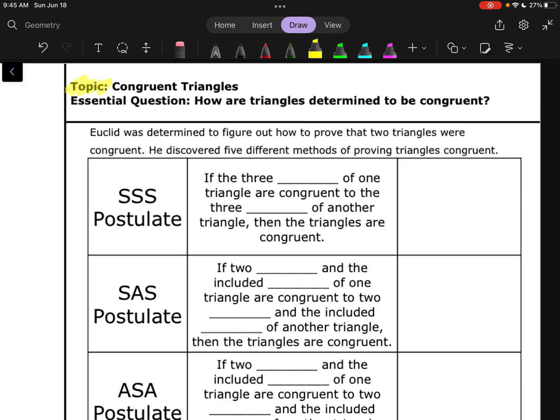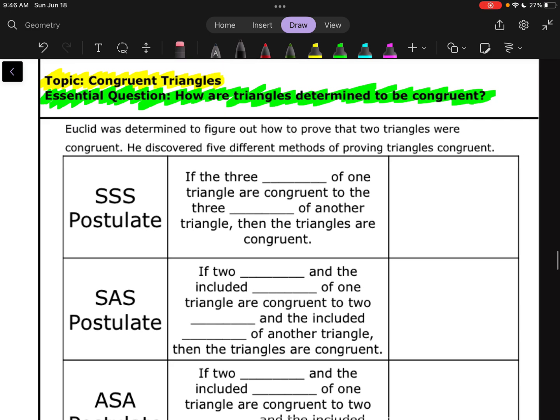Okay, so this video's topic is going to be all about triangles and trying to prove that they are congruent, or at least figuring out why they're congruent. We're not necessarily going to prove that they're congruent right now. So you've been watching the last videos.